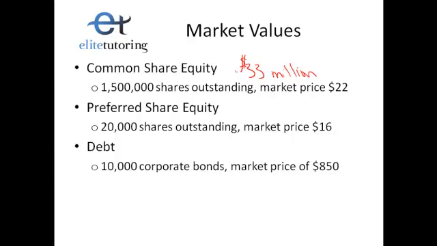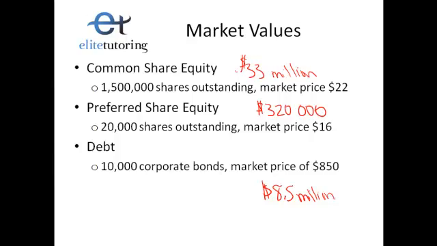This could still be a good buy as long as the risk level and return is a good fit for the investor's profile. The market value for preferred share equity is $20,000 times $16 to give us a $320,000 preferred share equity value. So obviously they have a lot less weighting in preferred shares. Finally, the market value for the debt is $10,000 times 850, giving us $8.5 million for a market value of our debt.